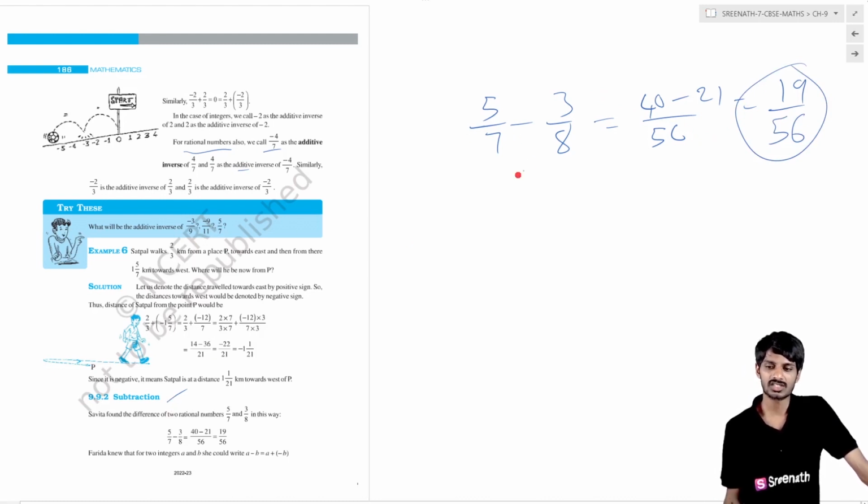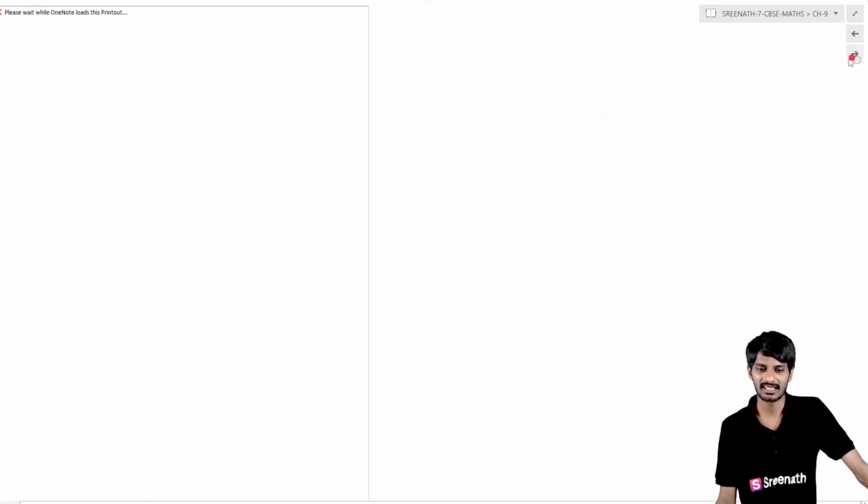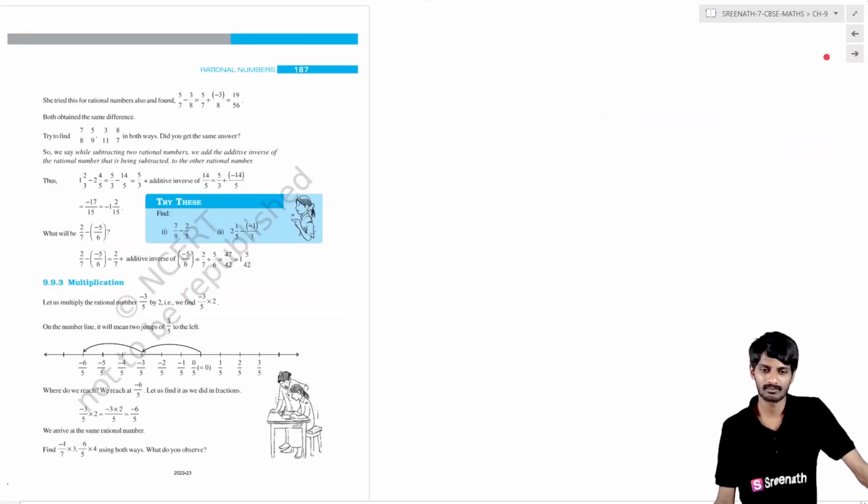So one simple thing: if the denominator is the same, just subtract the numerators. If the denominator is not the same, find the LCM and subtract the numerators as per the LCM. That is subtraction in rational numbers. So we say that while subtracting two rational numbers, we add the additive inverse of the rational number that is being subtracted to the other rational number.